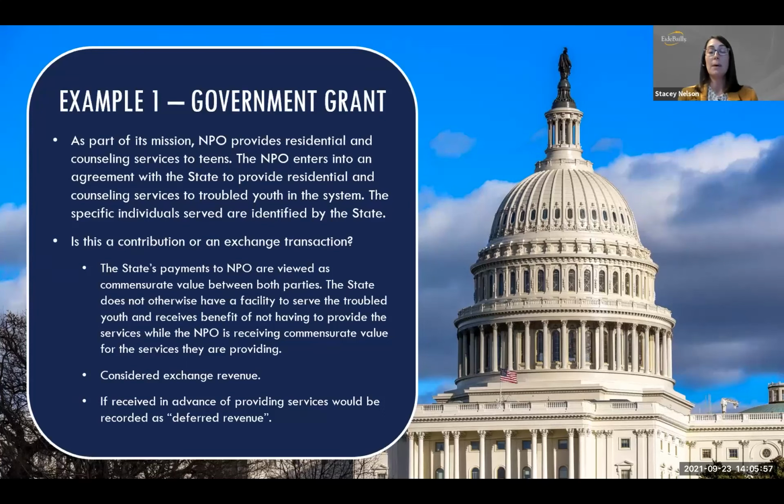If they received the money in advance of providing those services, it would be recorded as deferred revenue since it's exchange revenue. This is one of those examples where you think of a government grant and you might think, oh, contribution, but you really do need to look to the substance of the agreement to see if there is commensurate value being exchanged.